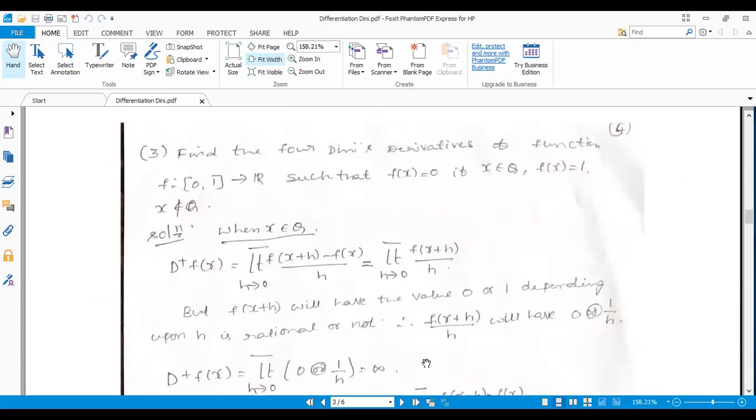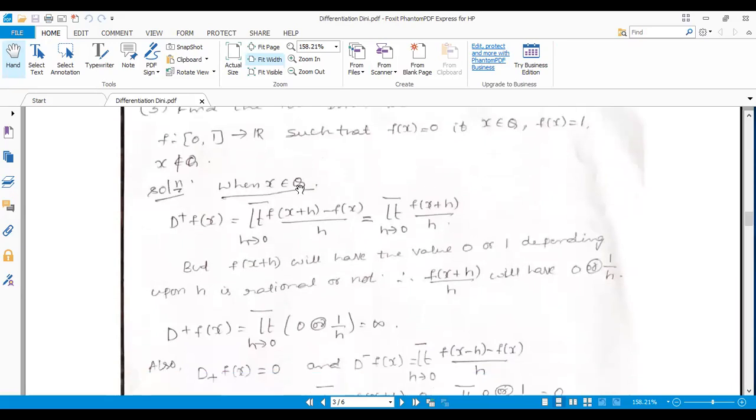Find the four Dini derivatives of the function. f is a mapping from [0, 1] to R such that f of x is equal to 0 if x belongs to the rationals, and f of x is equal to 1 if x is not rational, which means it is an irrational number. When x is a rational number, then D plus of f of x, that is the upper right derivative, is equal to the limit superior of f of x plus h minus f of x divided by h. Because f of x is 0, it becomes limit superior of f of x plus h by h.